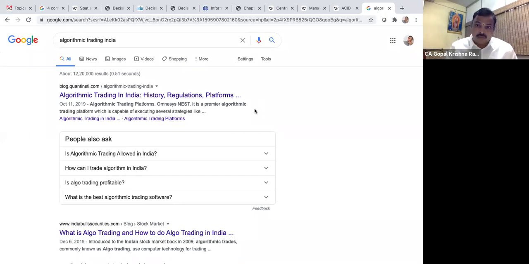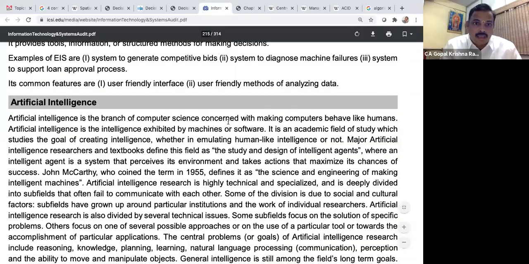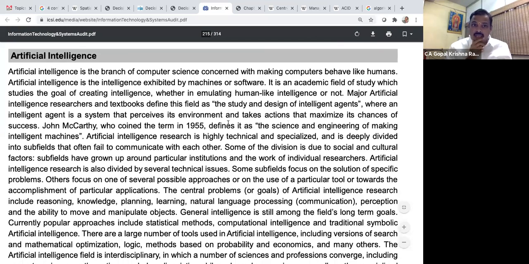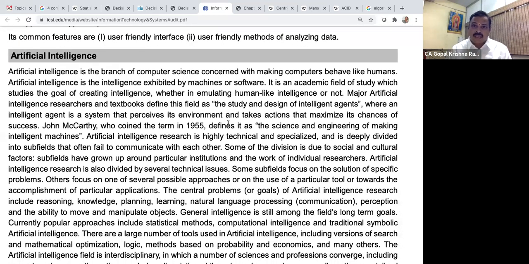Now expert system has artificial intelligence. So therefore, let's start with artificial intelligence. AI is a branch of computer science concerned with making computers behave like humans.